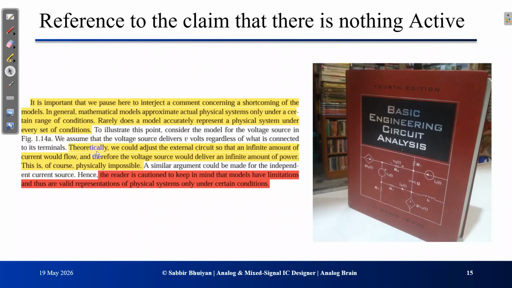Theoretically, we could adjust the external circuit so that an infinite amount of current would flow, and therefore the voltage source would deliver an infinite amount of power. This is of course physically impossible. Hence the reader is cautioned to keep in mind that models have limitations, and thus are valid representations of physical systems only under certain conditions.